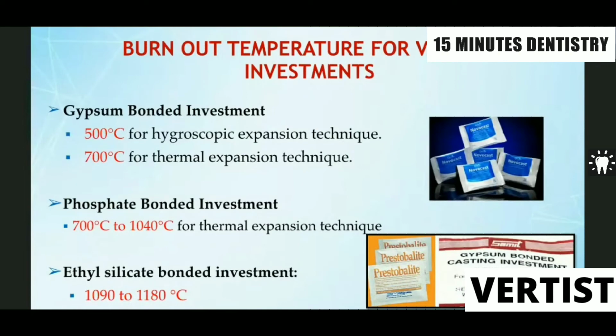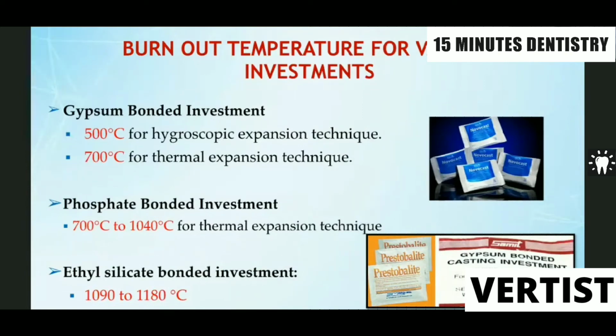So gypsum bonded investment, you carry it out at a temperature of 500 to 700. Phosphate bonded, higher temperatures, that is between the range of 700 to 1040 degrees centigrade, and ethyl silicate bonded investment for ceramics is 1090 to 1180 degrees centigrade. So all of you should be aware of the range of the temperatures. In low heat, what are the temperature ranges, and in the high heat, what is the temperature? Gypsum bonded is for investing which type of alloys, phosphate bonded is for which type of alloys, and ethyl silicate.